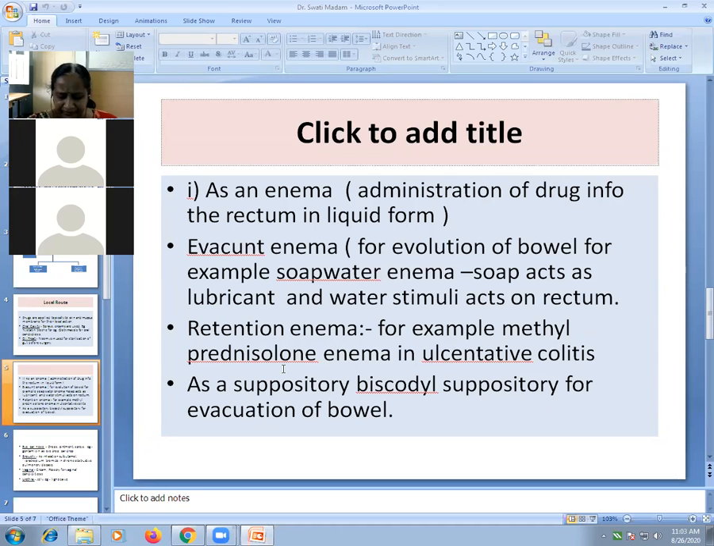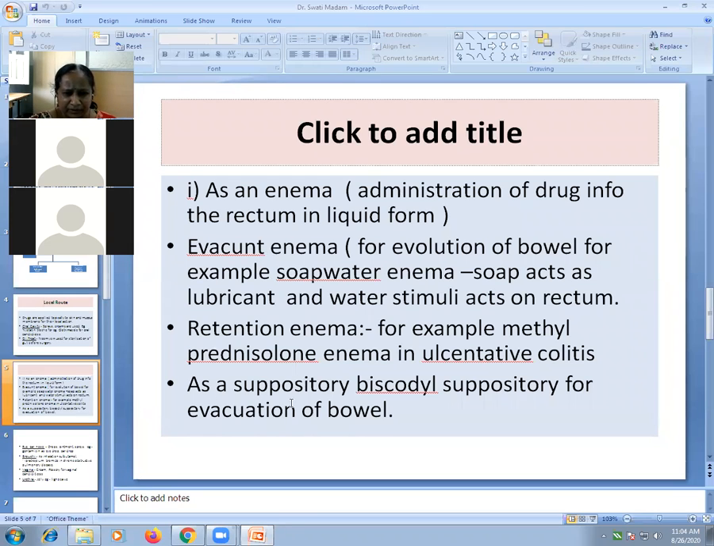Then in the local route, enemas are there, where drugs are given in the rectum. Enemas are of two types: evacuant enema and retention enema. In evacuant enema, soap water is used, and in retention enema, methylprednisolone is used for ulcerative colitis. The drugs are passed in the rectum and left there. Then evacuation of the rectum is done.